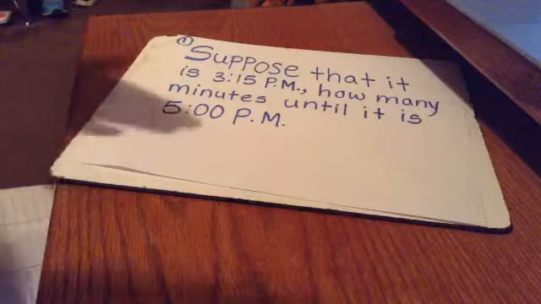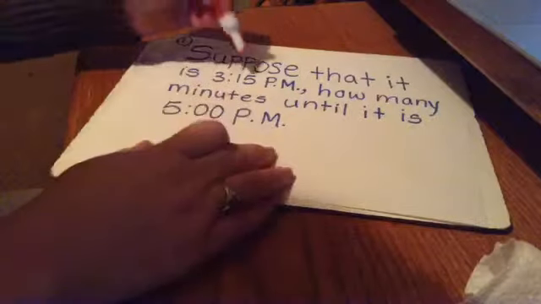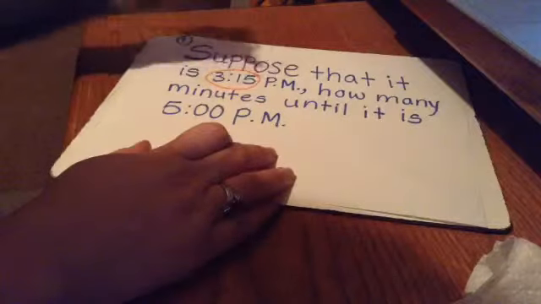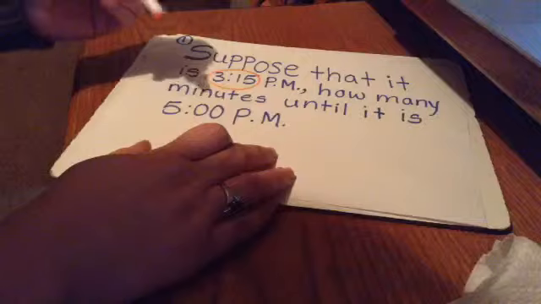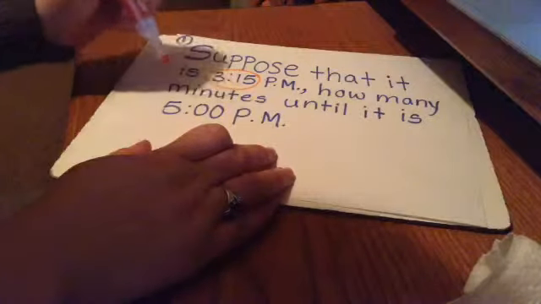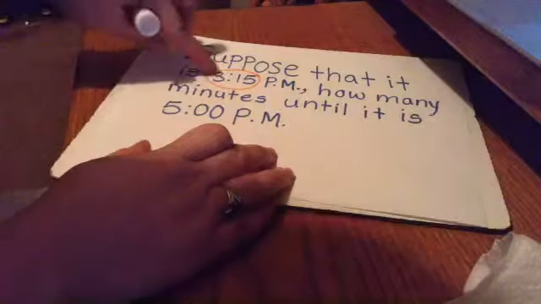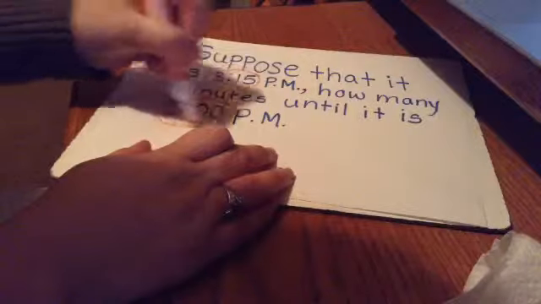Okay, so it's telling us that we know it's 3:15 p.m. and it's asking us what the elapsed time is between 3:15 and 5 p.m. So let's find out. Okay?